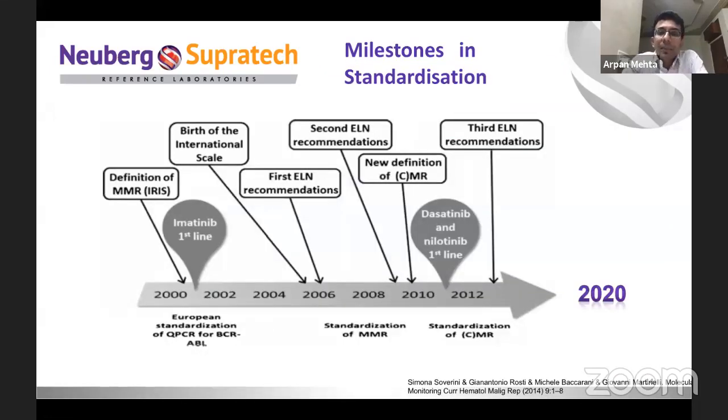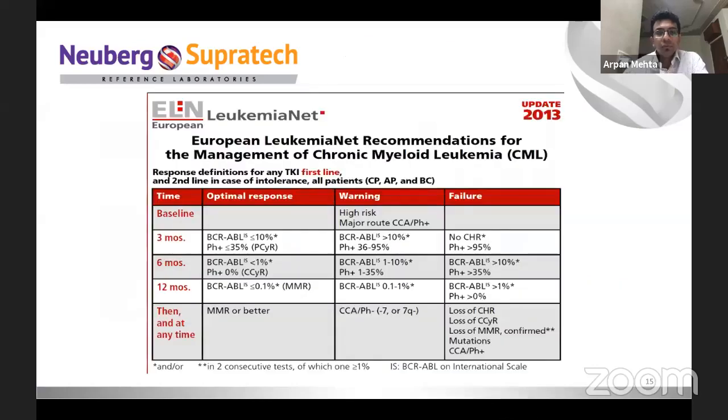So these are the various milestones in standardization, the recent one being the 2013 recommendation. And then there is the latest 2020 recommendation of ELN, which is quite similar to the 2013 recommendation. So coming to those recommendations in a nutshell, they have described specific time points during which specific responses should be seen, failing which we call them warning or failure depending upon the level.